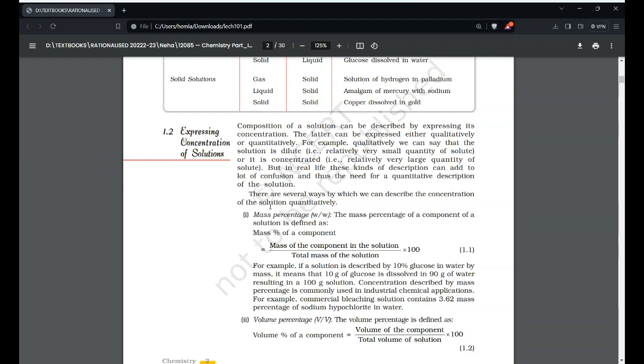There are several ways by which we can describe the concentration of the solution quantitatively. Mass percentage, weight by weight. Now, while you are watching this video, I suppose you are also taking notes. So I think in this whole concentration terms, you can just write mass percentage, weight upon weight, and then the formula. I think that's enough. So mass percentage, weight upon weight, which is basically mass of component in the solution upon total mass of solution into 100 for the percentage.